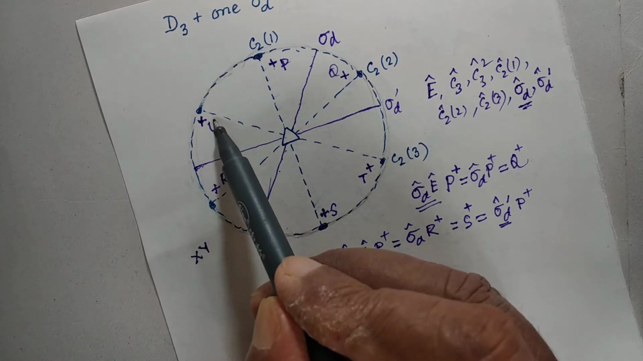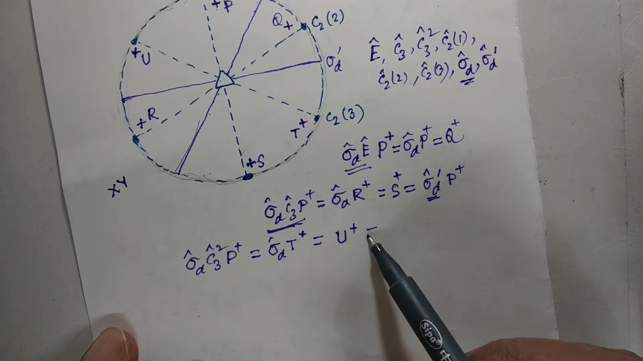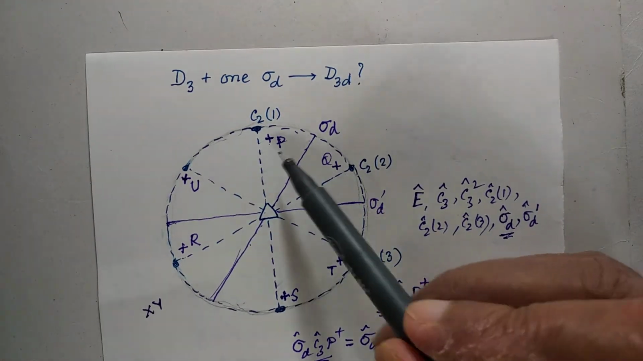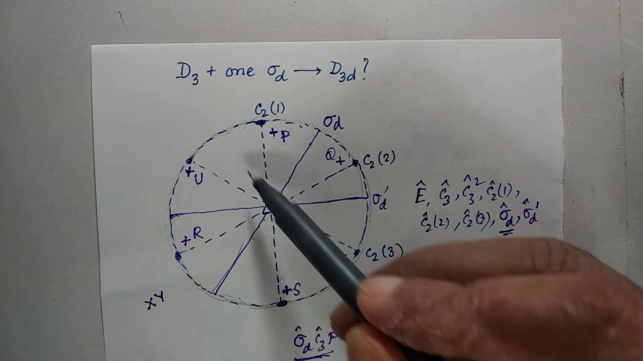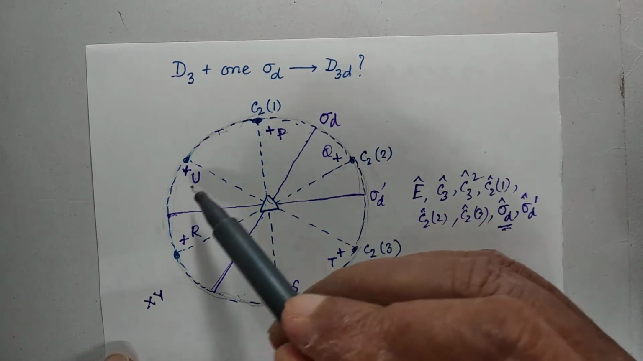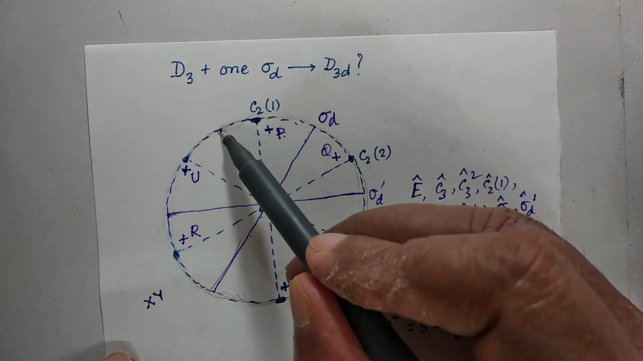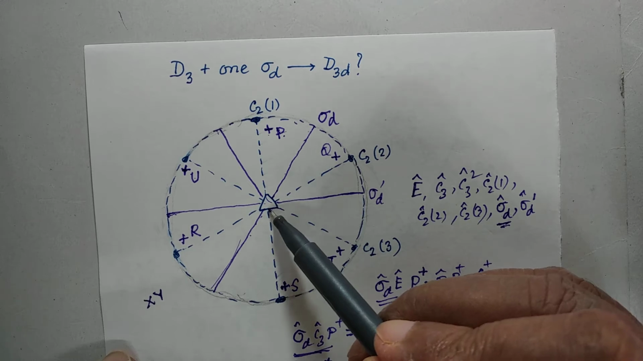Let us call it U. Then this is U plus. And how can we come from P plus to U plus directly? Again, a reflection plane like this is needed to come from P plus to U plus. We need another plane of symmetry like this.